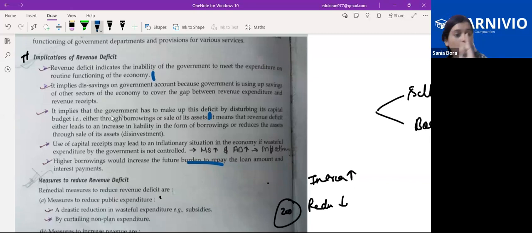Now the third one is to make up this deficit, right? Government will either borrow from somebody or basically sell its assets. For example, I have a car. I have two options: either I'll sell it or I will borrow money from somebody else. Got it?